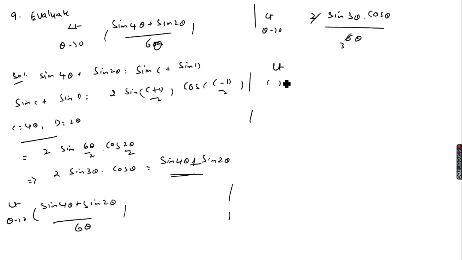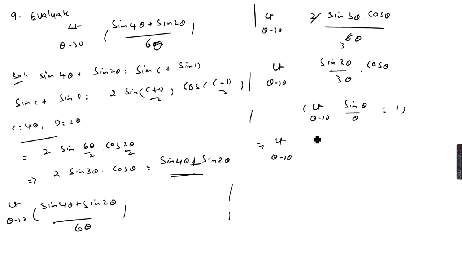Limit as theta tends to 0 of (sin 3 theta by 3 theta) into cos theta. We know that the limit as theta tends to 0 of sin theta by theta, if the theta is the same, the value is equal to 1. Similarly here 3 theta is the same. So therefore it can be written as the limit as theta tends to 0 of sin 3 theta by 3 theta into the limit as theta tends to 0 of cos theta.